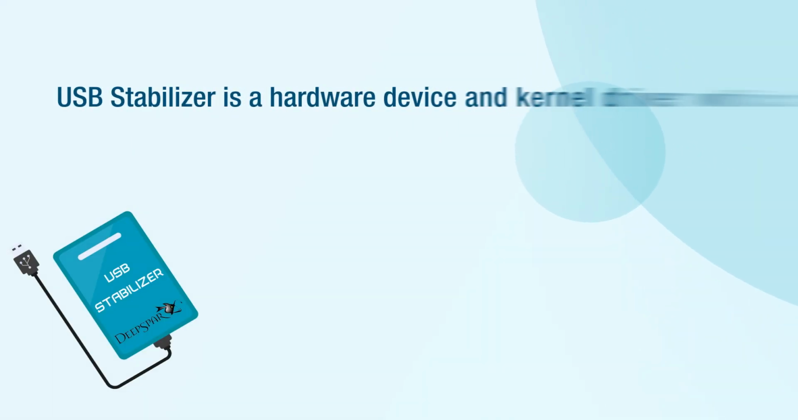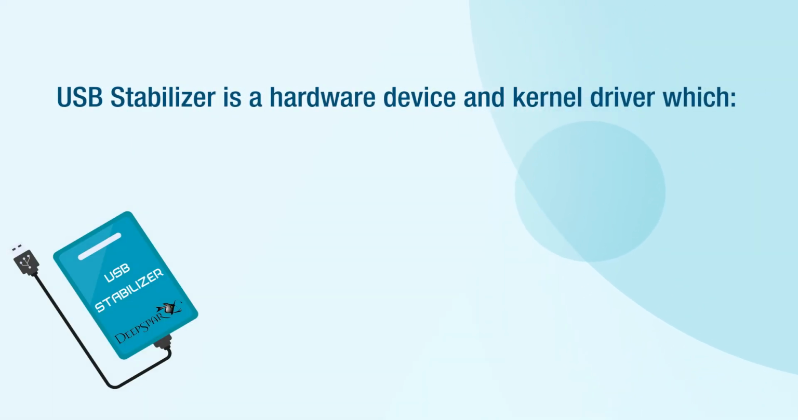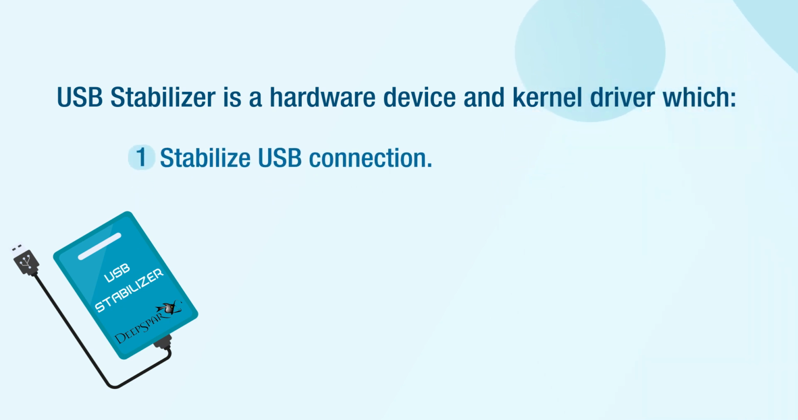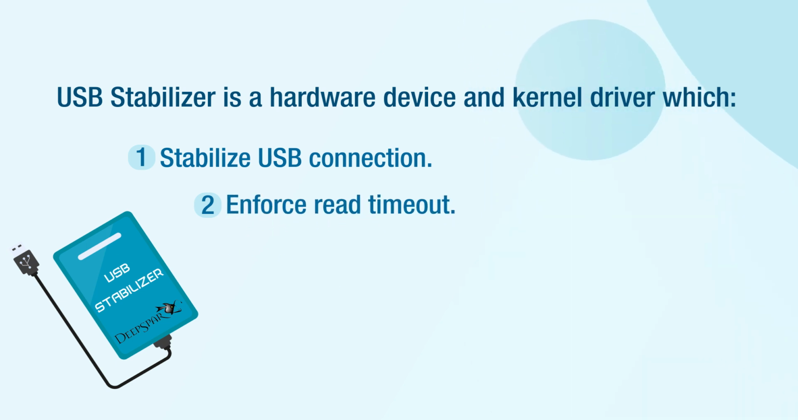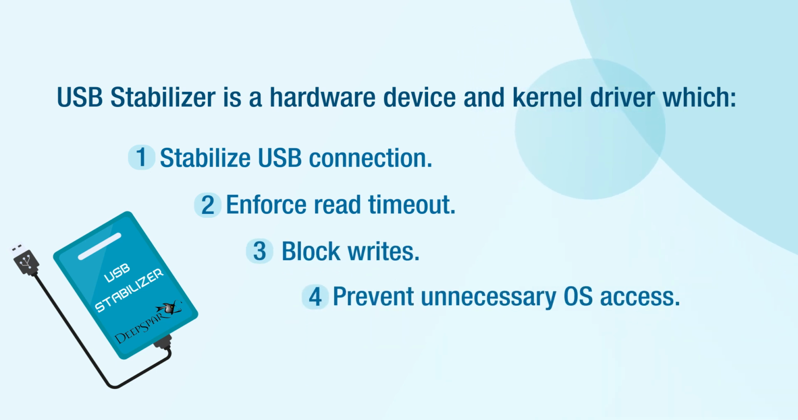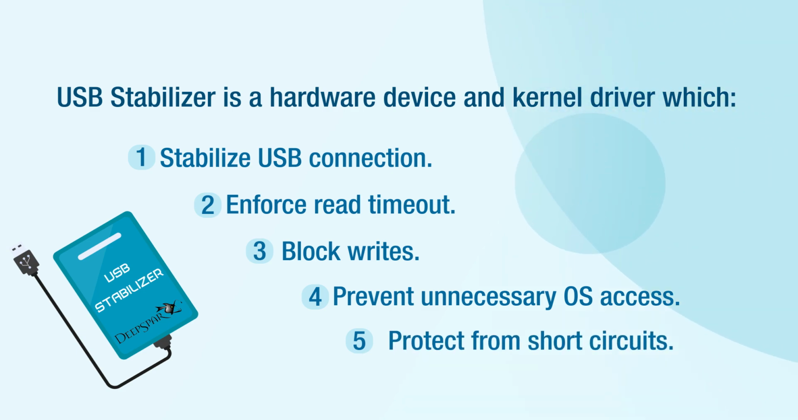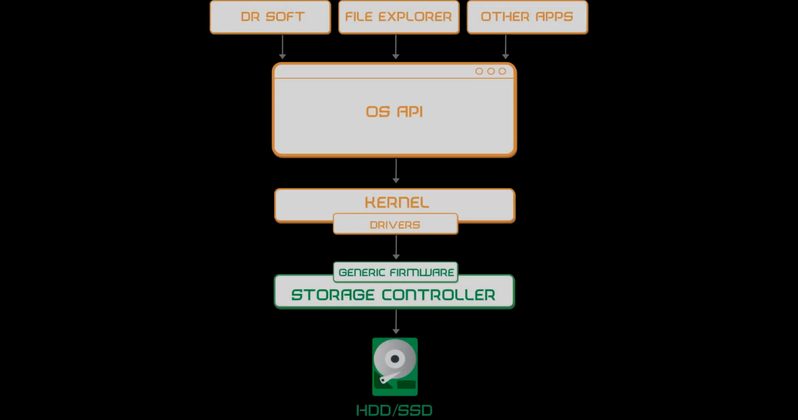USB Stabilizer is a combination of a hardware device and kernel driver, which stabilize the USB connection to prevent the drive from being dropped by Windows, enforce read timeout by hardware reset or repower to speed up error handling and make it less damaging to the drive, block all writes, prevent Windows and other applications from accessing the connected drive, and provide protection from short circuits and electrostatic shock.